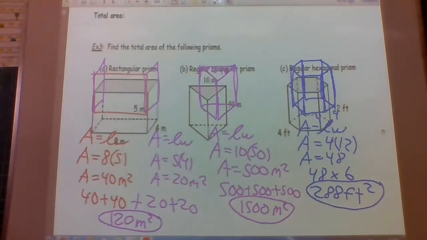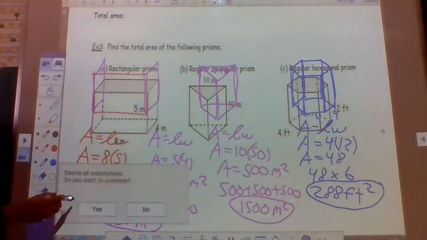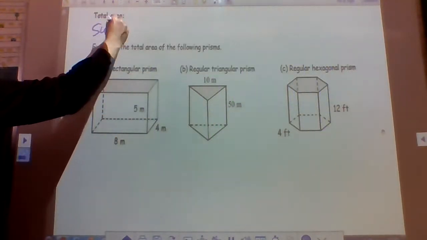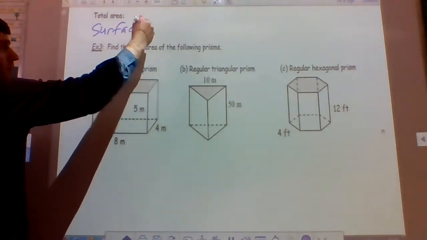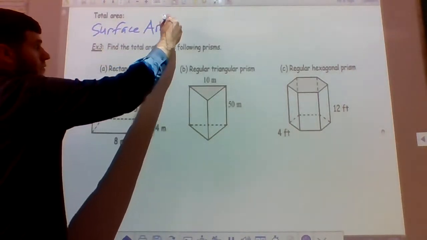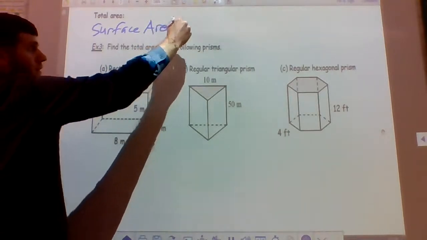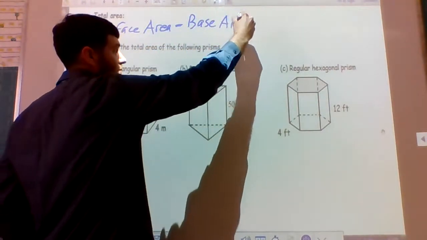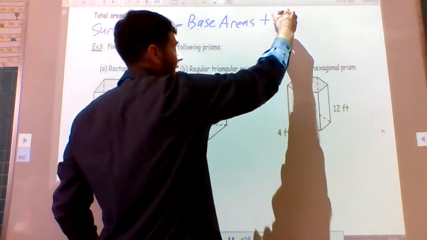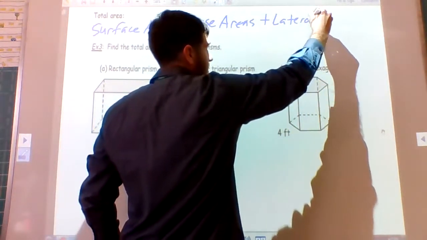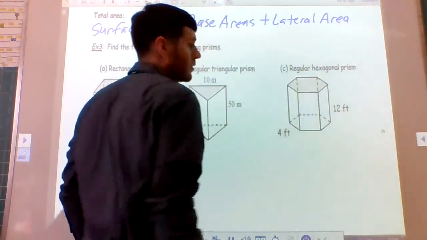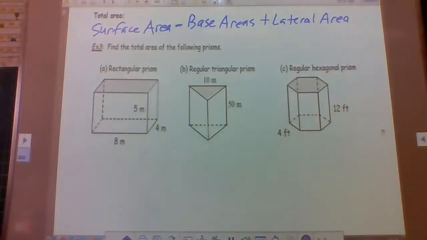Sample 3, we want to find the total area, or surface area. The better name for total area is surface area. So you can really cross it off if you want, or just write surface area. Okay, and our surface area is going to equal our base areas plus the lateral area. So we basically add our answers from number 1 and number 2.